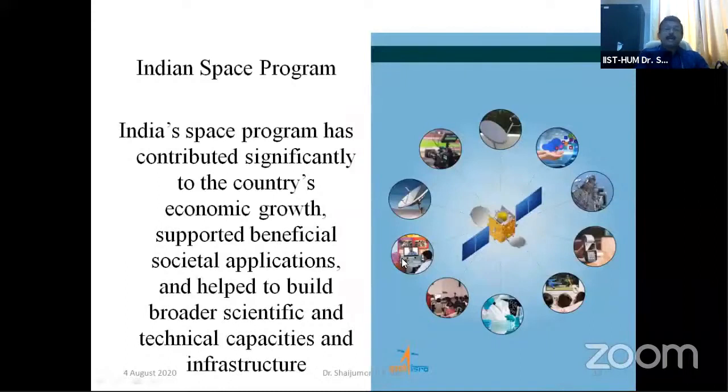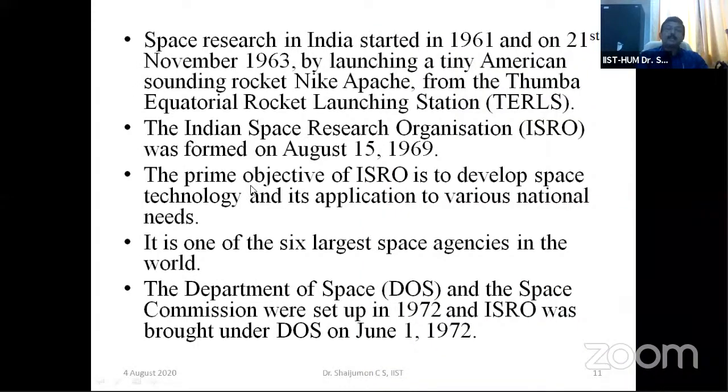So the Indian space program has contributed significantly to the country's economic growth and supported lots and lots of beneficial societal applications. During the COVID-19 time also, many applications of space technology developed by ISRO were used at the ground level for controlling the epidemic and for introducing various measures to control it. I'll describe certain things later on. It also helps to build broader scientific and technical capacities and infrastructure. So the Indian space program has contributed significantly to the country's development.